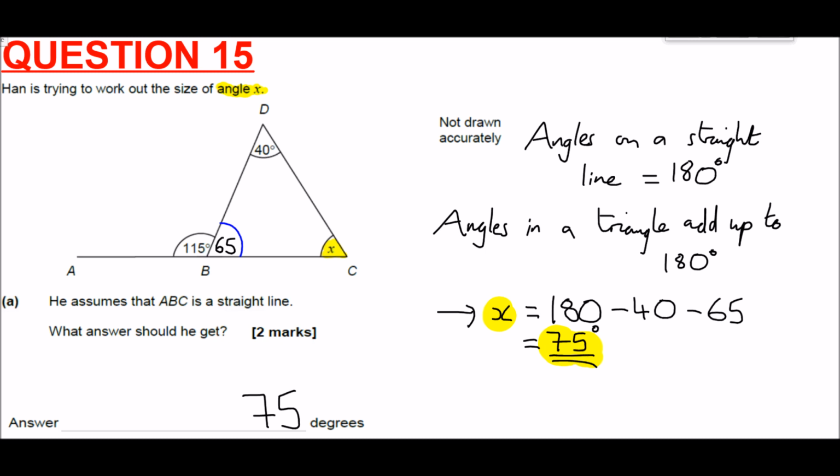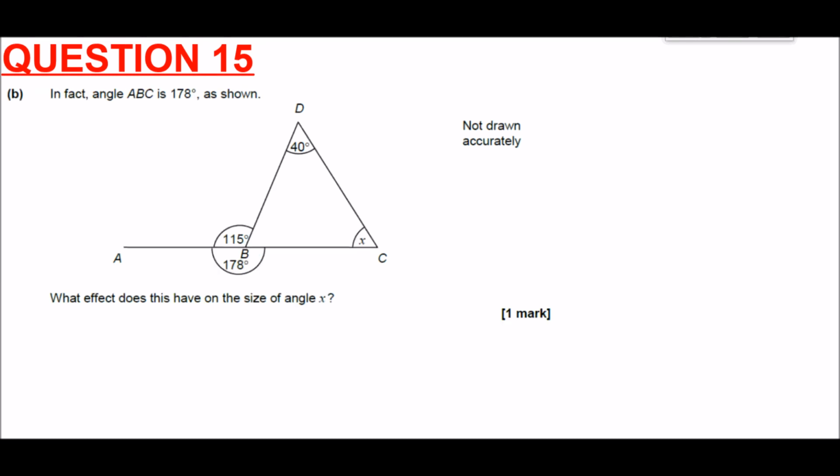But for part B, in fact, angle ABC is 178 degrees, as shown. So what effect does this have on the size of angle X? It's a 1-mark question, so we just need to make one simple statement. I'll explain why the answer is what it is after. But essentially, angle X will be smaller.